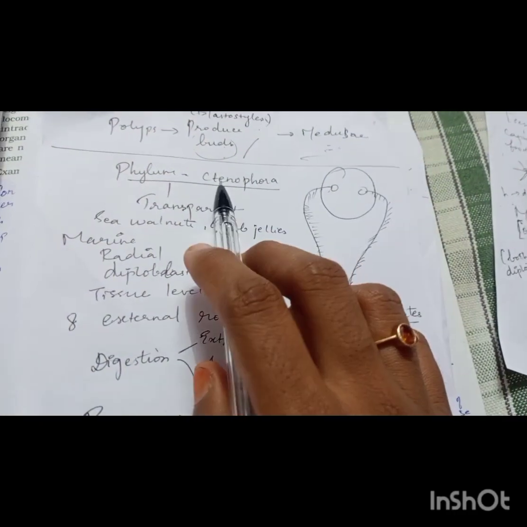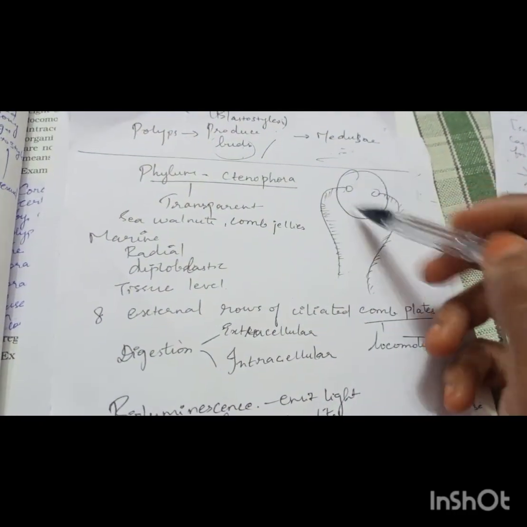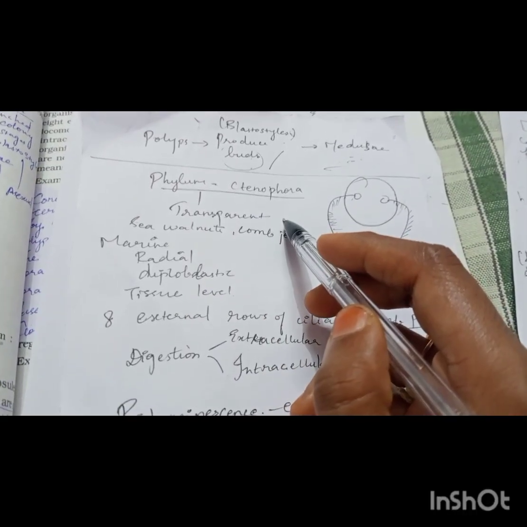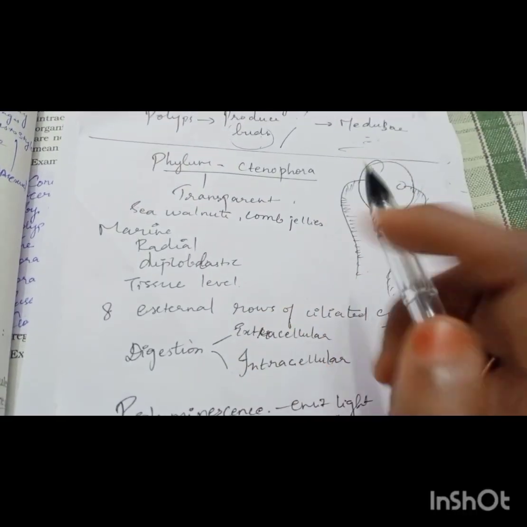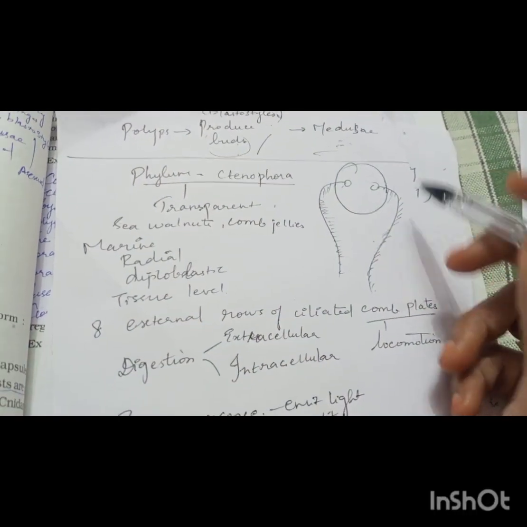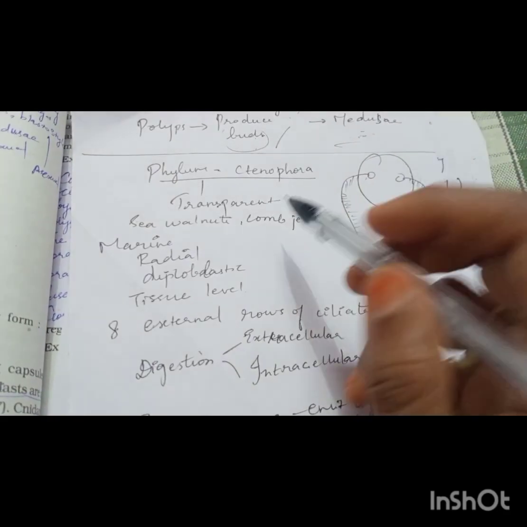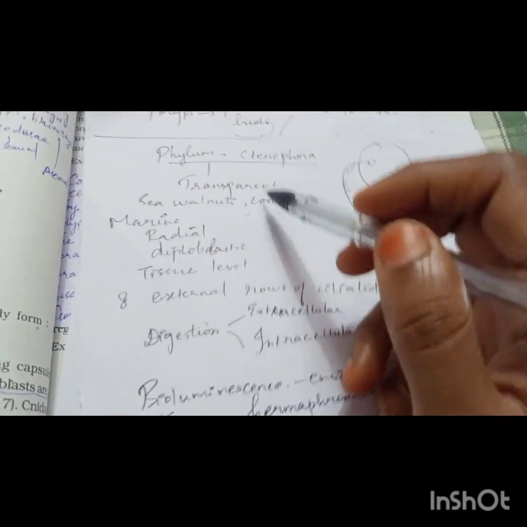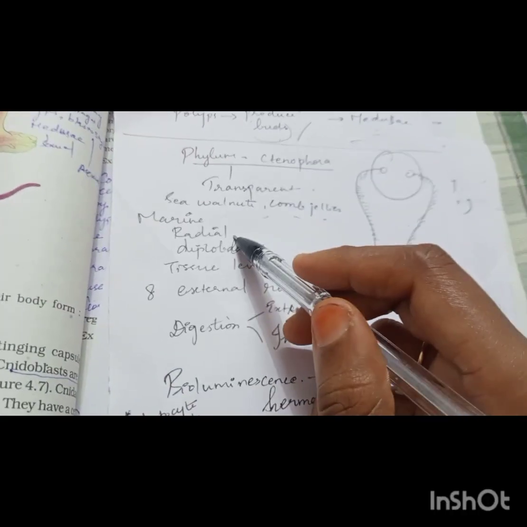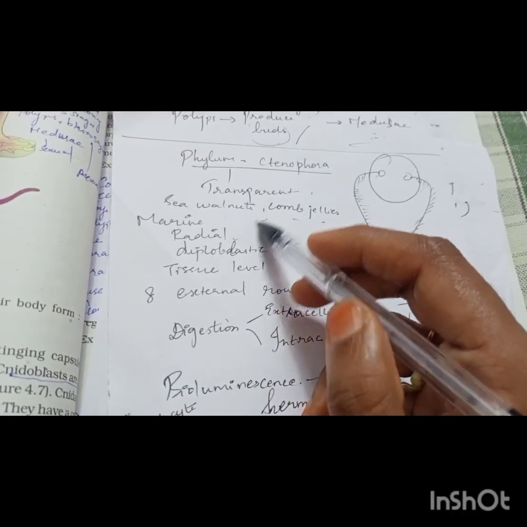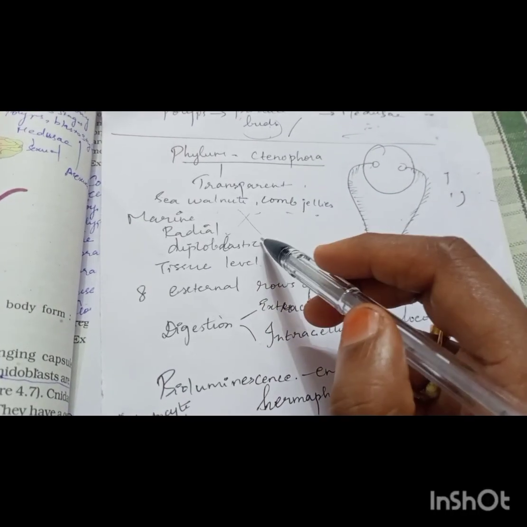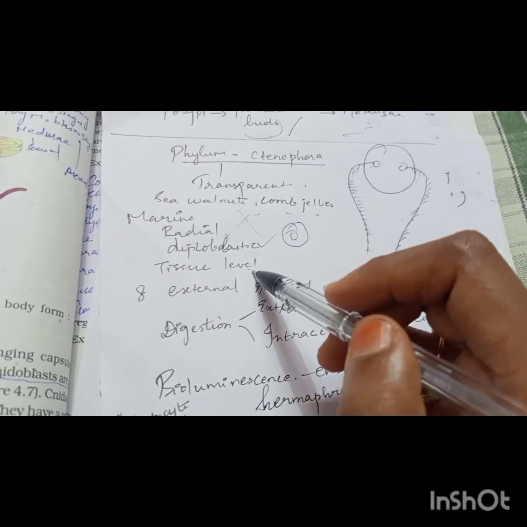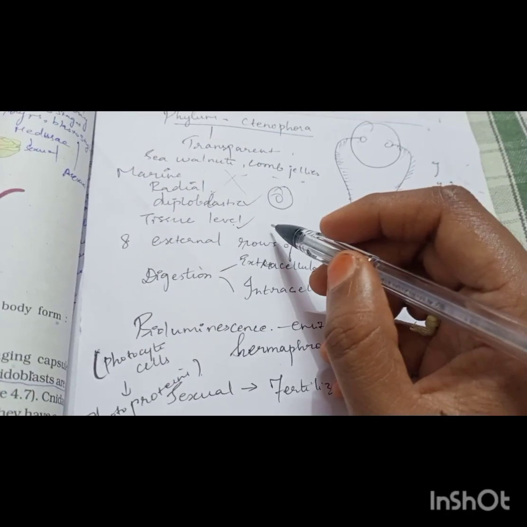The next phylum is phylum Ctenophora. So the organism will look like this. Here the organisms are transparent and they are capable of glowing, that is they can exhibit bioluminescence. Examples for this kind are sea walnut and comb jellies. They are marine, they have radial symmetry. Wherever you cut you will get equal halves. They are diploblastic, only ectoderm and endoderm will be present. Here also tissue level of organization will be there.